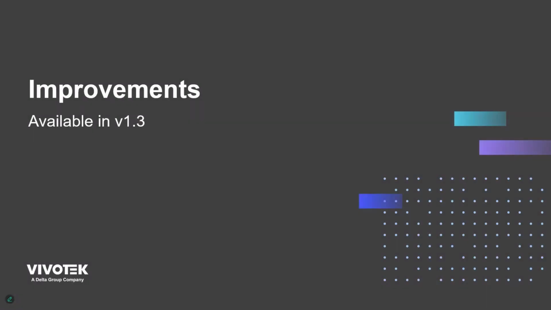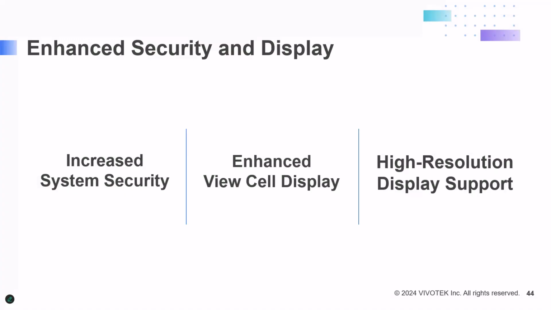All right, let's go over the improvements that are available in version 1.3. We have increased system security. We've upgraded the security library OpenSSL from version 1.1 to 3.0. It's going to provide enhanced security and improved protection. We now have enhanced view cell display, so it supports the YC extension to improve contrast in camera view cells. It's going to enhance visual clarity for a better viewing experience.